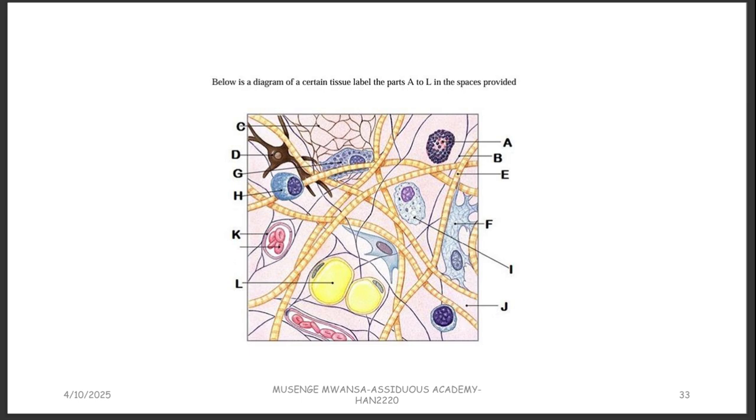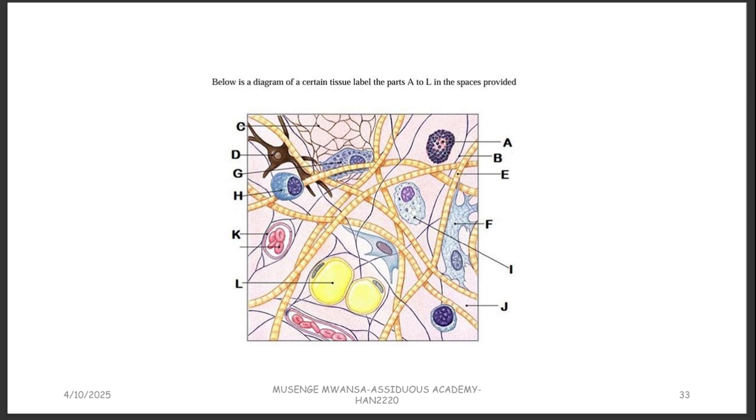Okay. And then J. Okay, good. What is J? Anyone? So J is not pointing at anything. So that's ground substance. Excellent.